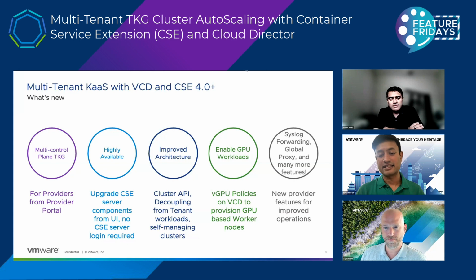GPU in the worker node pools, so that if there are machine learning workloads, then they get the support for the GPU in the worker node pools as well. And in the end, another enhancement which has been done in CAC is syslog forwarding, global proxy. So now the providers can think about how they can forward the syslog that they have on the machines so as to visualize the logs much more easily. So these were some of the enhancements which were done.